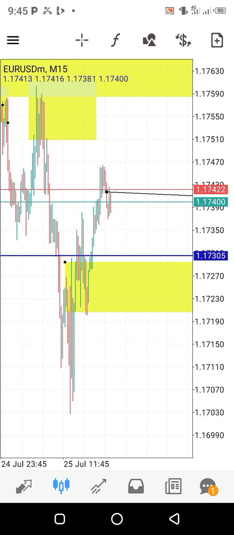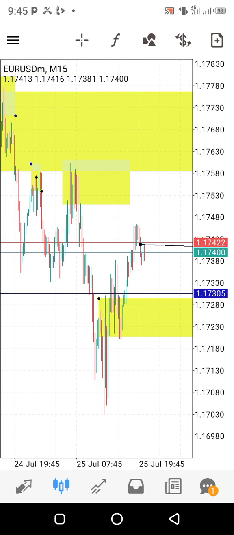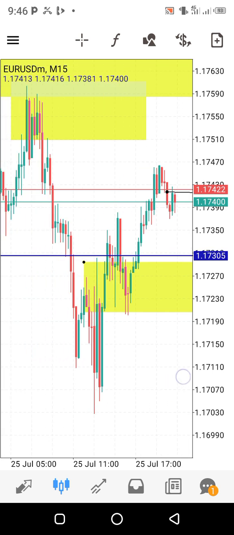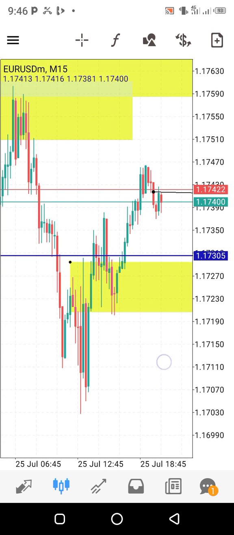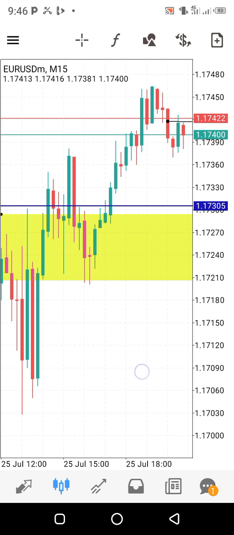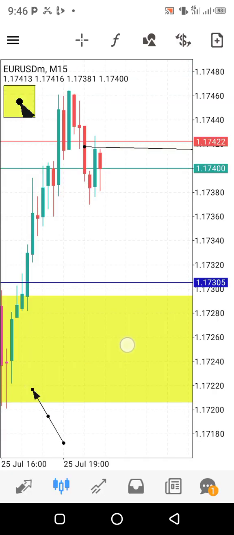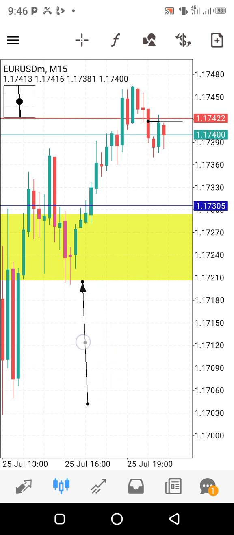Remember, we are scaling down so that we can take better entries. If you go to the M15, you realize that we already have a demand zone here that hasn't yet been retested, which is around here. Okay, so this is my demand zone that price hasn't yet retested. Once price comes and retests this level here, I'm willing to take my buys from that area.